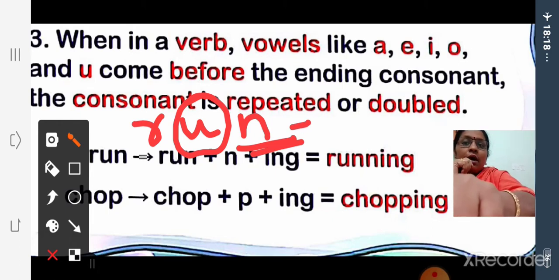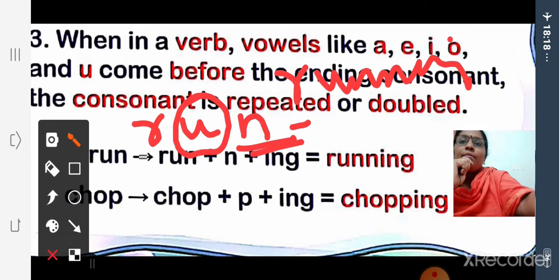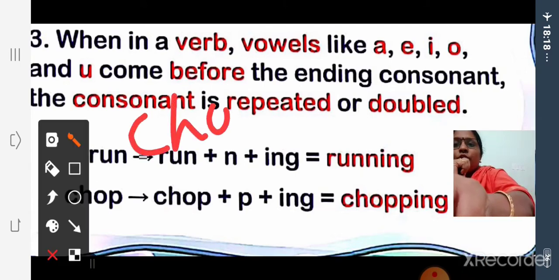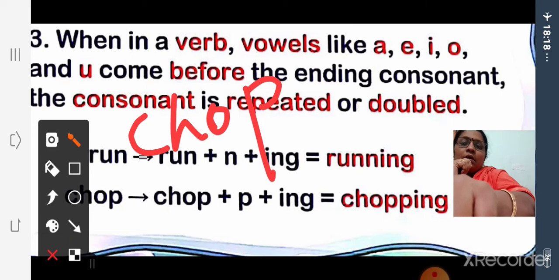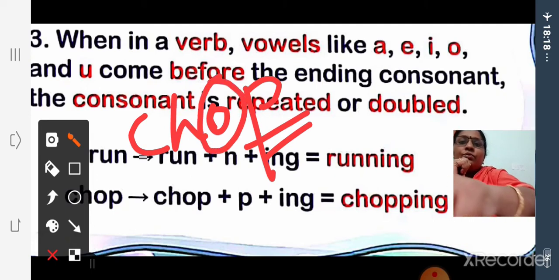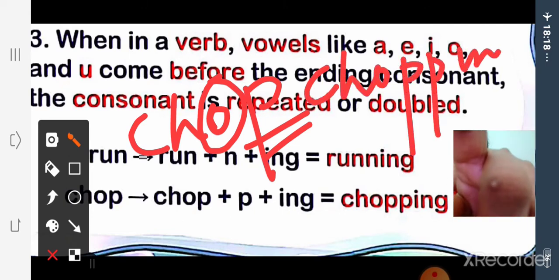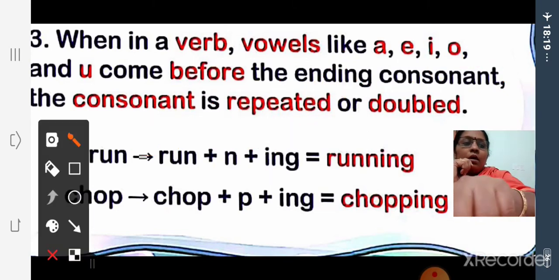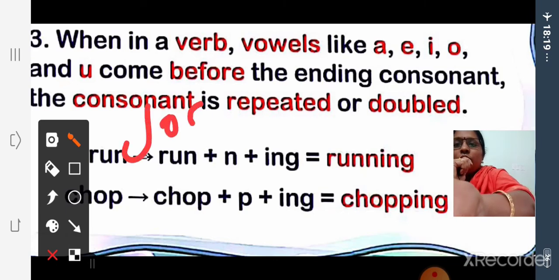So the result is R-U-N-N-I-N-G. So we doubled the consonant. Then take the word chop, C-H-O-P. Here the word ends in a consonant, the P sound, and before it we can see a vowel sound. So naturally what will happen? Double the consonant: C-H-O-P-P-I-N-G.